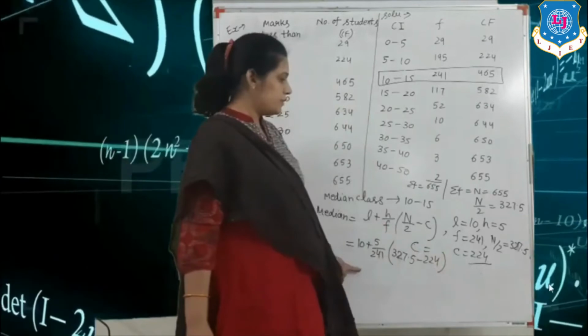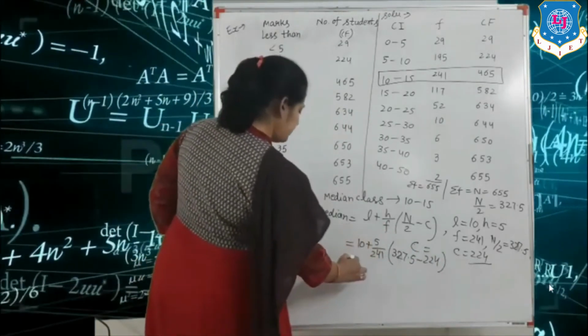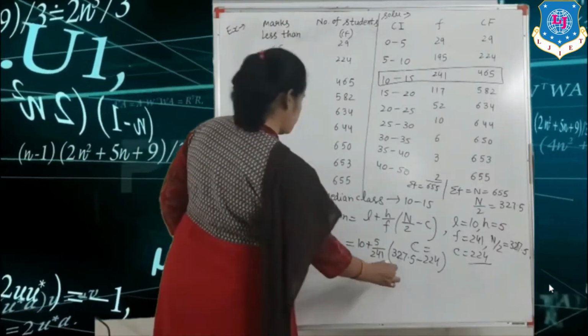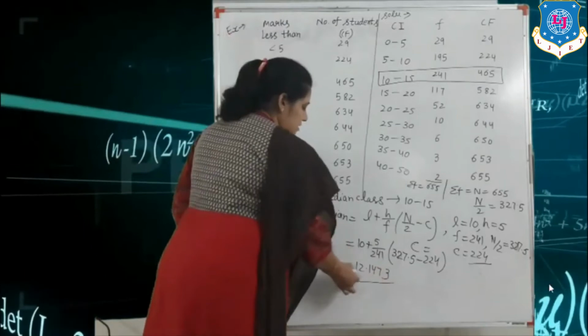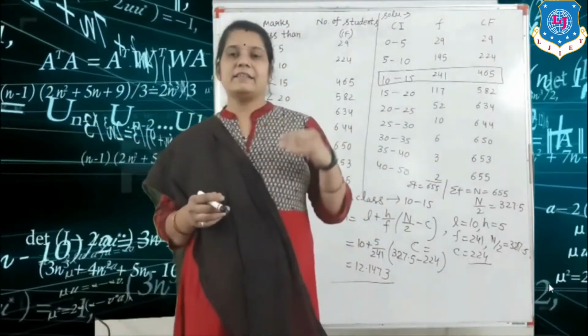Okay, so we put all these values here, and after that we find our final answer is 12.1473. This is your median. Okay, so this is the example of the less than type of frequency distribution.